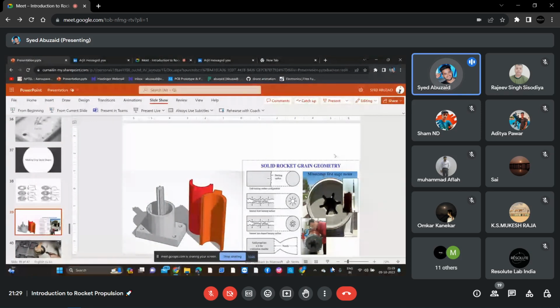So in rocket grain geometry, first we have to design in our designing tool. Then we have to analyze how much thrust we need, what the weight of our payload is, and what the overall mass of our rocket is, and what amount of newtons of thrust we need to take off, so that we make the design accordingly. You can see here the star design.